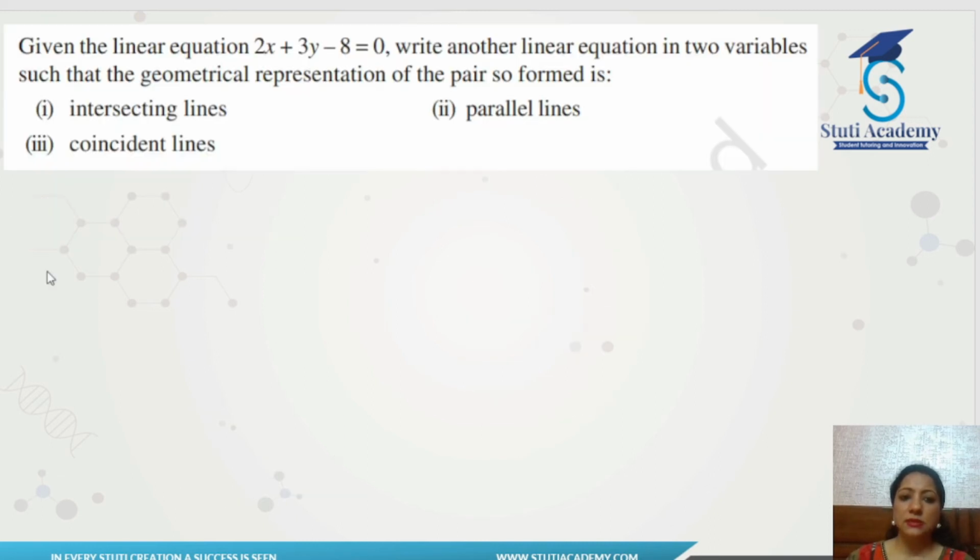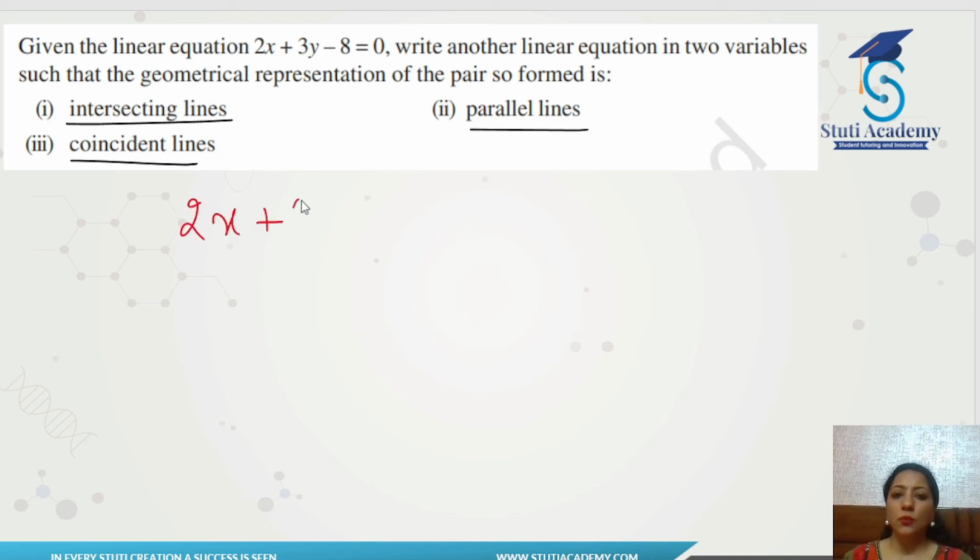Now children, let us discuss the next one. Given the linear equation 2x plus 3y minus 8 equal to 0, write another linear equation in two variables such that the geometric representation of the pair so formed is intersecting lines, coincident lines and parallel lines. Now please notice 2x plus 3y minus 8 is equal to 0 is given to us. We have to form another equation such that the given equations form intersecting lines.